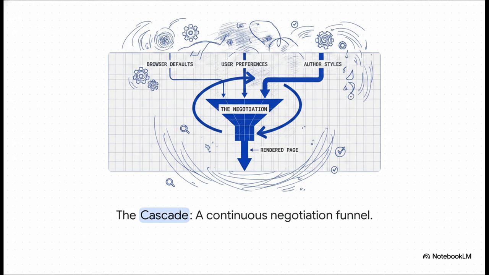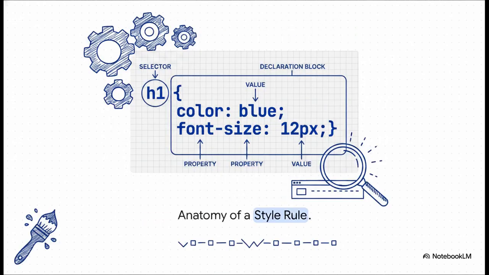The final web page you see rendered on your screen isn't just a list of top-down commands. It's literally an ongoing argument between the browser's default settings, the user's personal preferences, and the styles you, the author, wrote. The cascade is essentially a giant negotiation funnel that continuously resolves all these conflicts in real time. To actually get a word in during that argument, we write style rules.